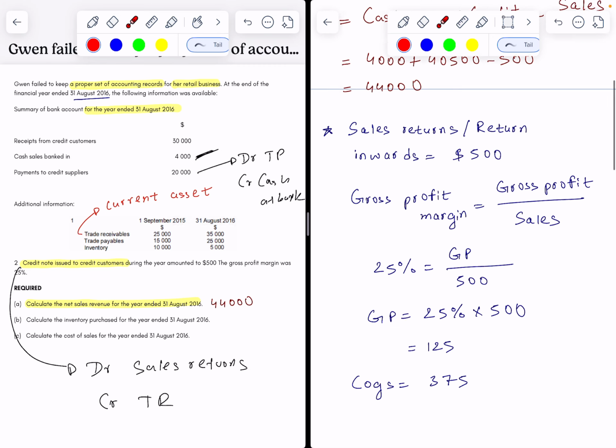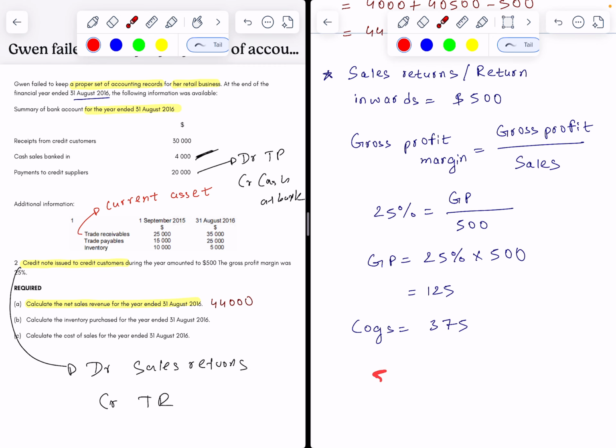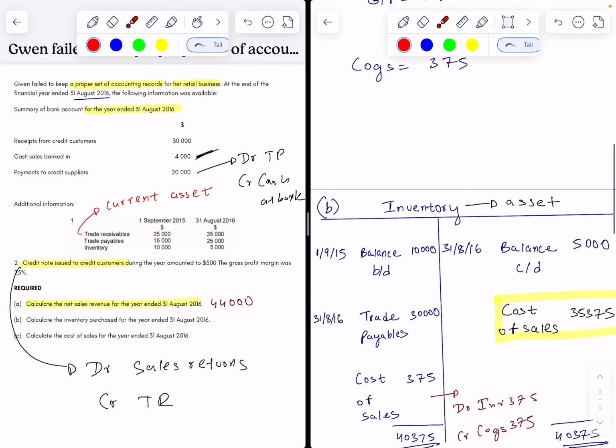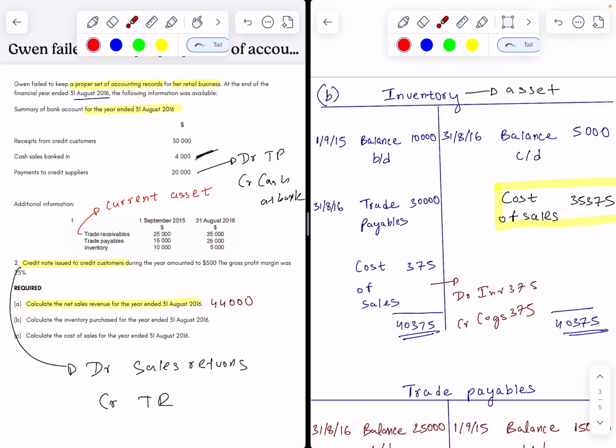So if the amount of sales for this inventory was 500 and the gross profit was 125, that obviously means that the cost for this inventory must be 375, right? And the cost is what matters to us. So when the inventory was returned to us, our inventories are again going up in value. That is why we are including on the debit side this additional cost of goods sold of 375, okay?